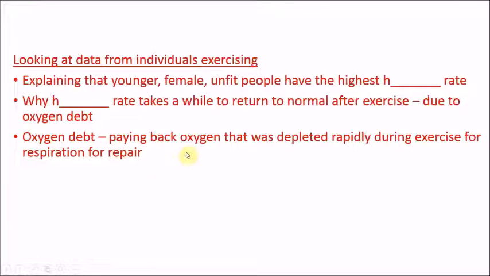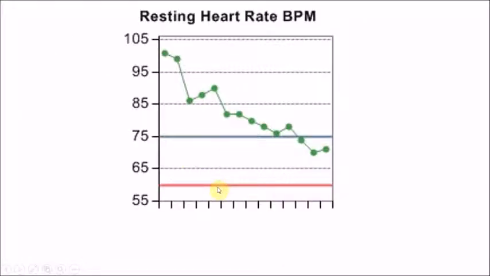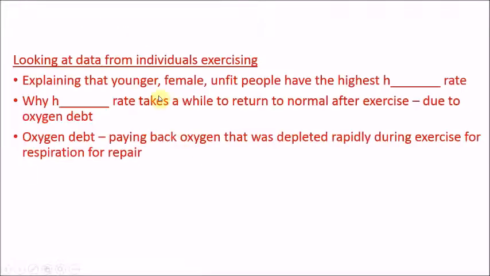And then older, male, and fit people have the lower heart rates there. Younger people, just because they've got high levels of respiration for growth. Now, oxygen debt is basically paying back oxygen after exercise.